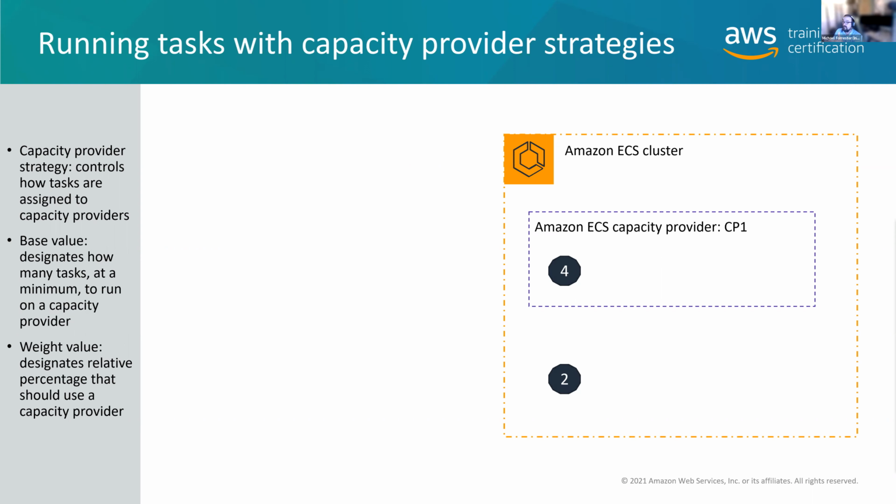In a cluster, you can have Windows nodes and you can have Linux nodes. You could put those in different capacity providers and then have a strategy that says, look, if the tag on this task definition says Windows, put it in the Windows capacity provider. Does that make sense?